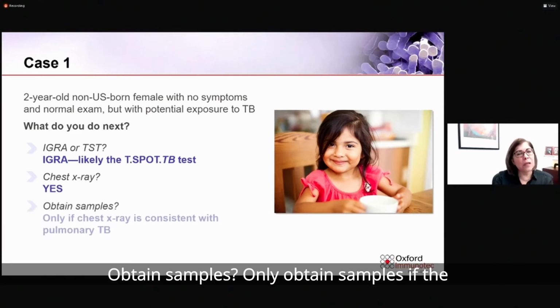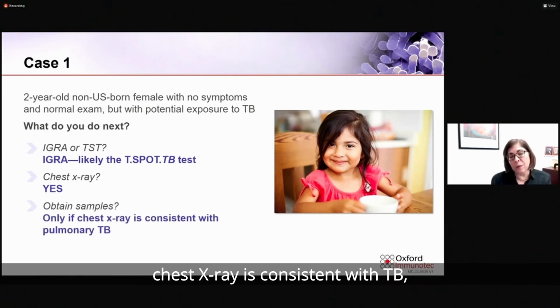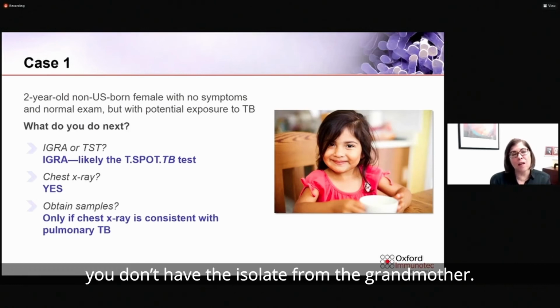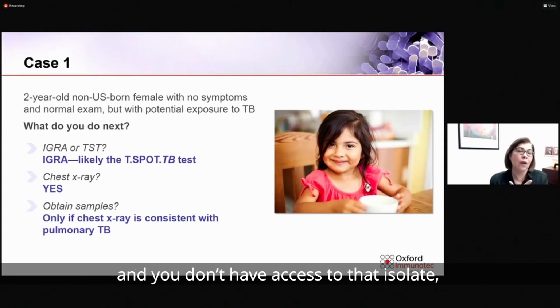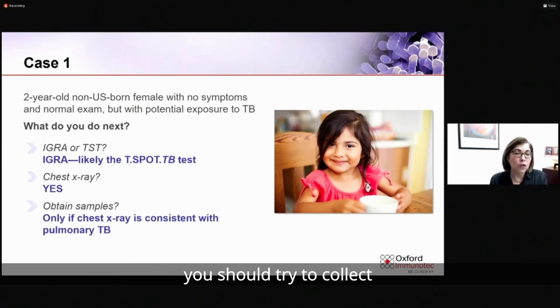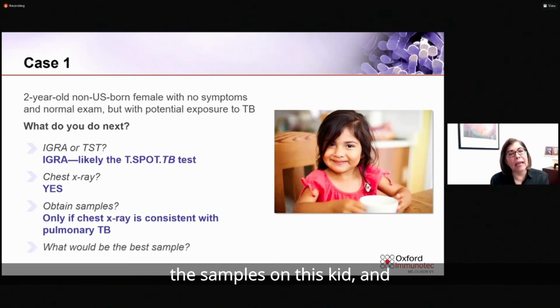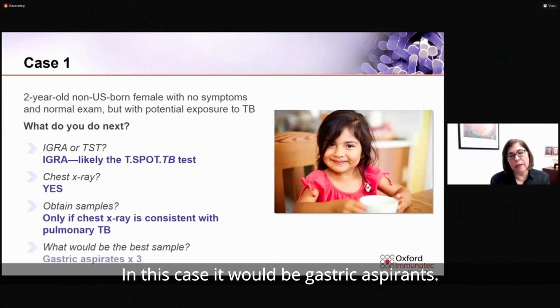Obtain samples? Well, only obtain samples if the chest X-ray is consistent with TB and if you don't have the isolate from the grandmother. So if the grandmother was in Guatemala and you don't have access to that isolate, you should try to collect the samples on this kid. And what would be the best sample? In this case, it would be gastric aspirates.